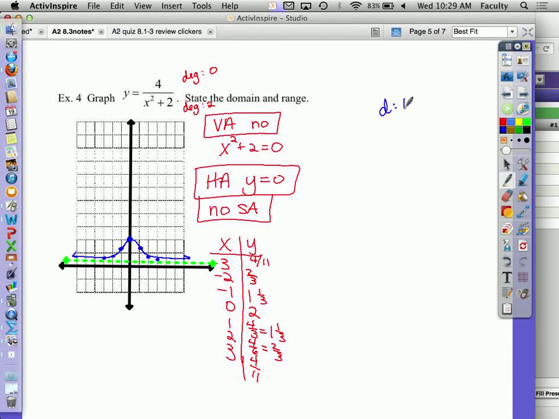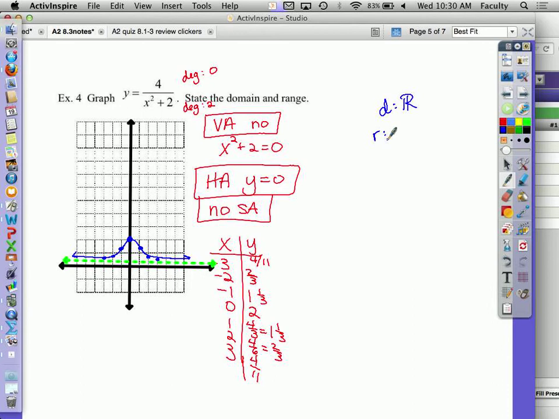So my domain is all real numbers. Vertical asymptote and domain are connected. Horizontal asymptote and range are not directly connected. They're indirectly. Does anybody want to attempt the range? Jaslyn, you want to try it?